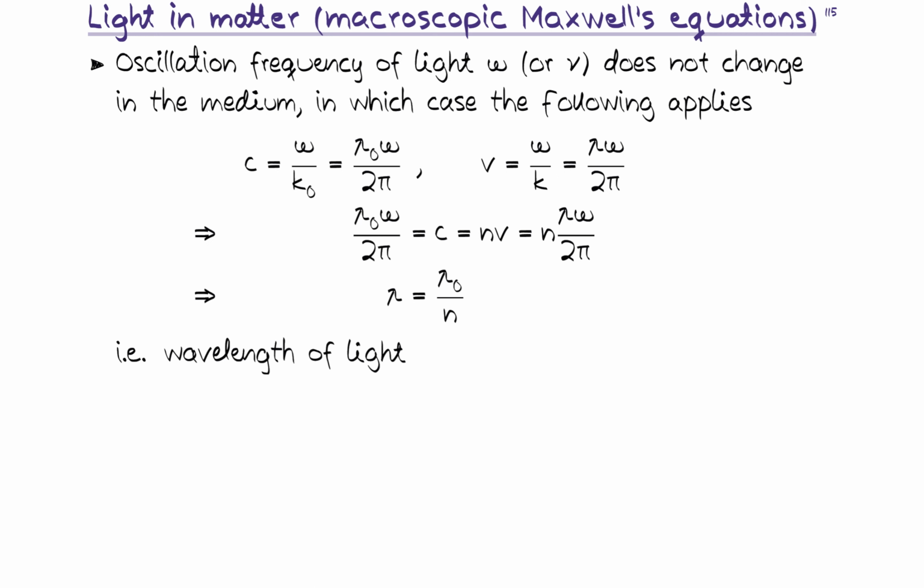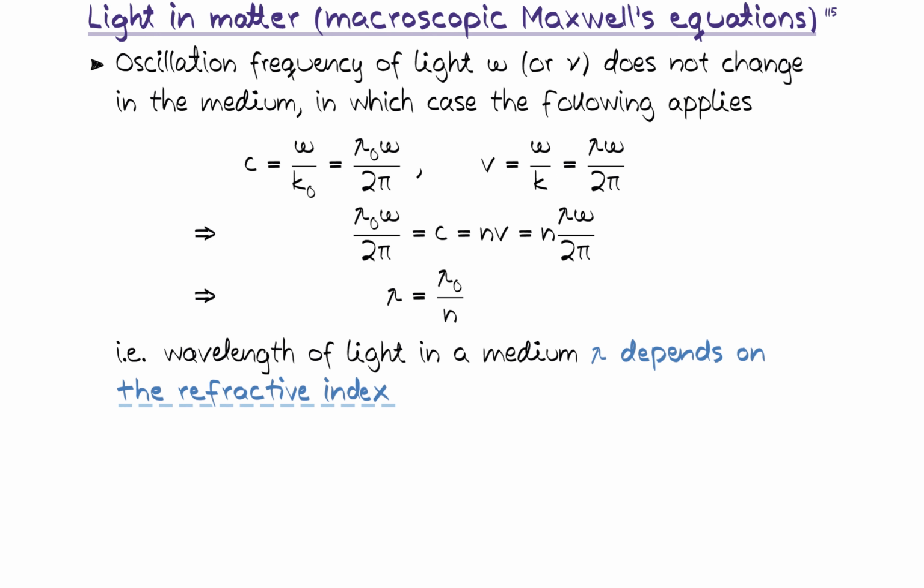So in words, this means that the wavelength of light is a parameter that depends on the refractive index of the medium. So the wavelength of light in a medium, lambda, really depends on the refractive index. So it may become shorter when we are dealing with a medium.